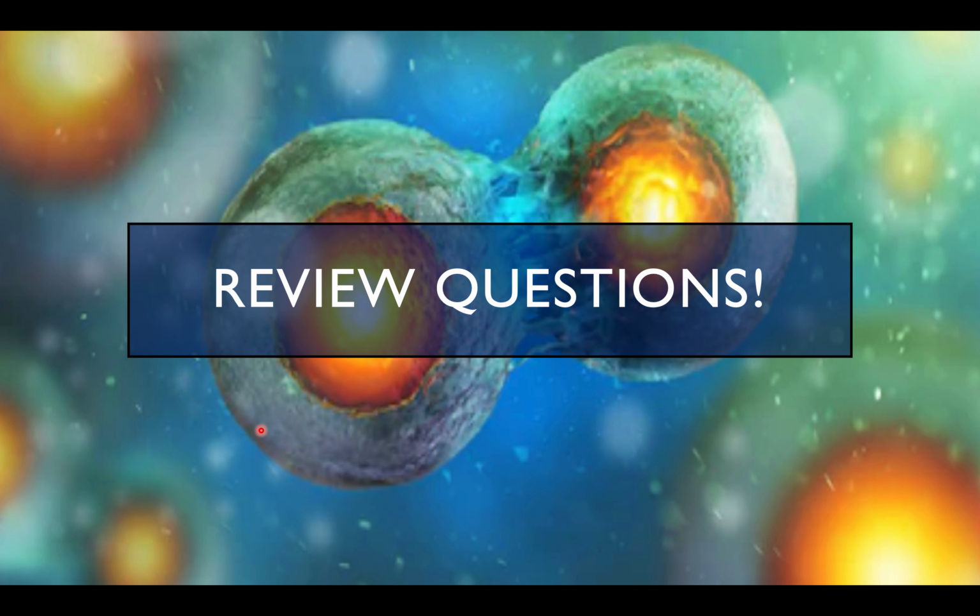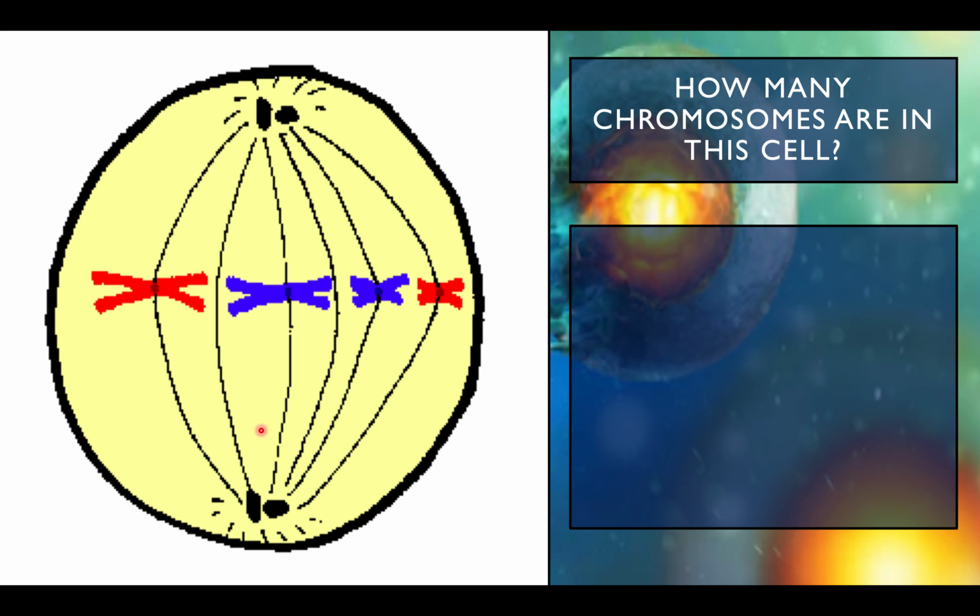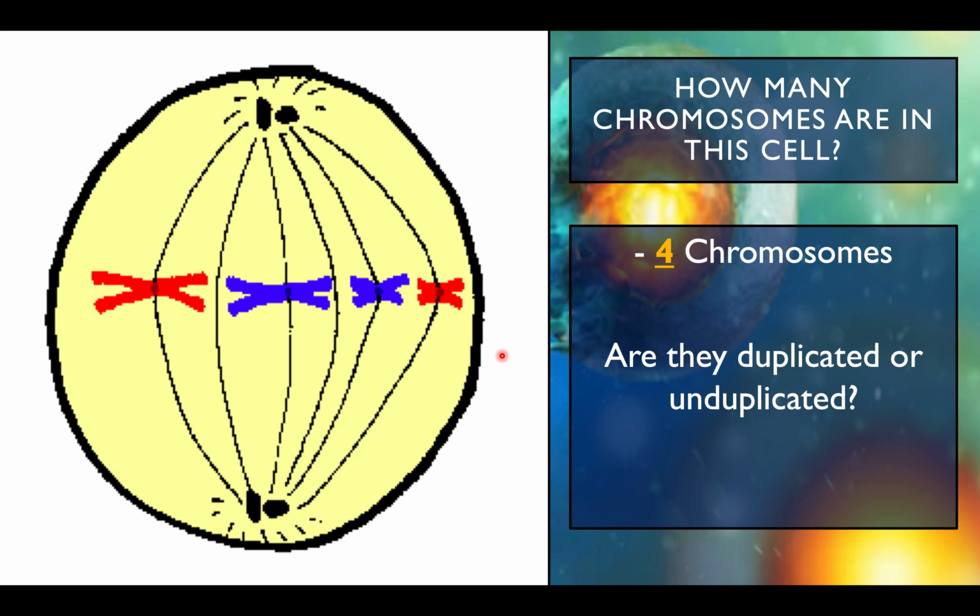So that's mitosis, guys. We're going to go over the review questions, and we will see if you can answer them before I show them on the screen. So how many chromosomes are in this cell? First of all, we have 1 chromosome, 2 chromosomes, 3 chromosomes, 4 chromosomes. Alright. Are they duplicated or unduplicated? Well, we can see that we have chromatids. They are duplicated chromosomes.